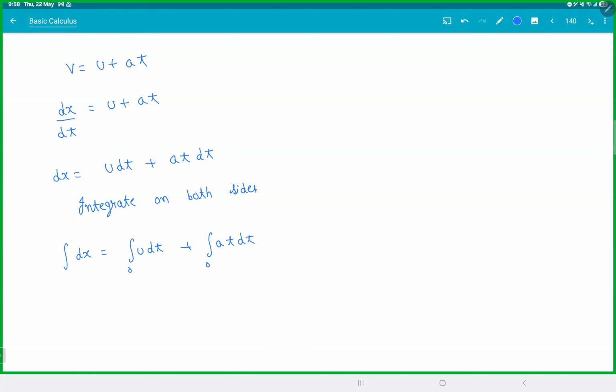Again, when time is 0, your initial position is x naught. That is given in the question. I'll just write it as x initial. When time is t, it will be x final. When you integrate this will be x initial to x final. u is constant, it comes out. t limits from 0 to t. a is constant, it comes out. This is t square by 2.